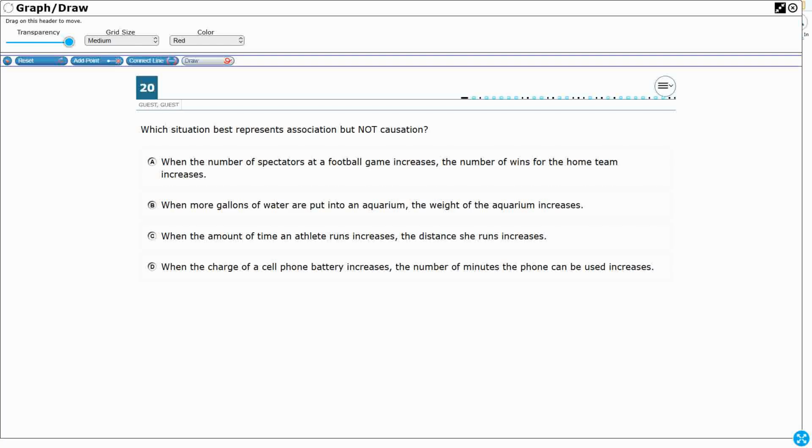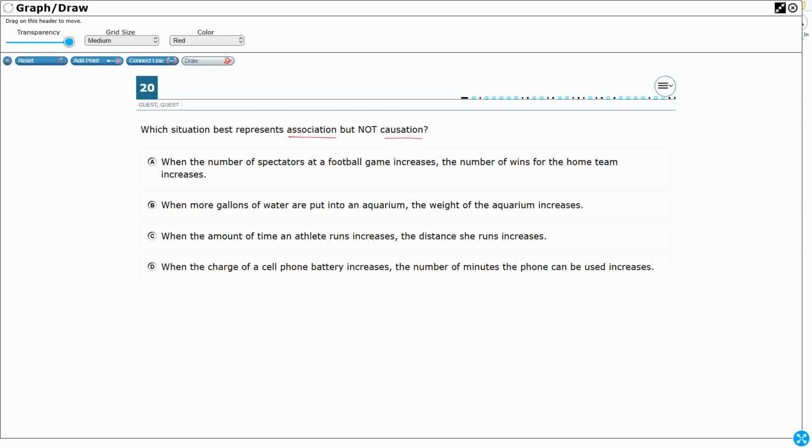All right, so we have a problem here, and we're just needing to really focus on these two words, association and causation. So if we need one situation that best represents association, that means one of these will be association, three of these will not be association, they will instead be causation. So we're looking for the one that is fundamentally different. Now, what is the difference between these two, right?